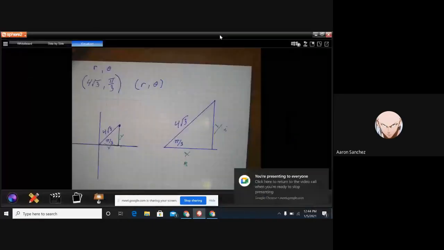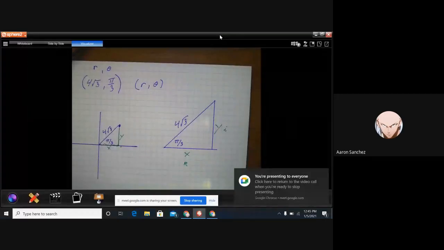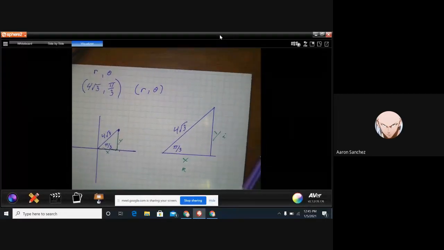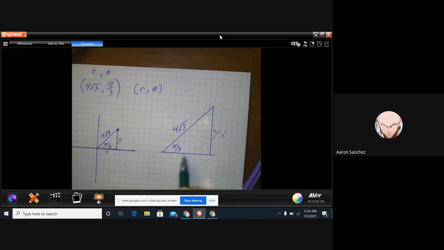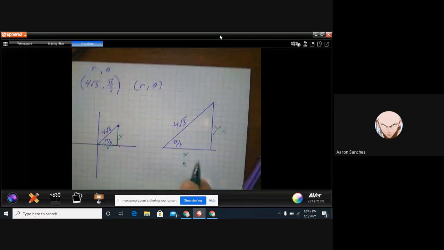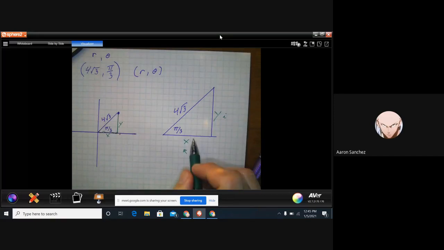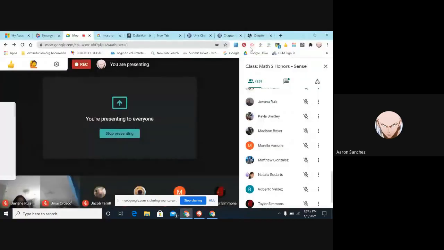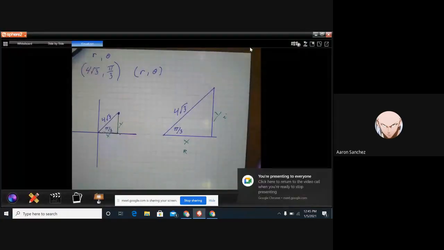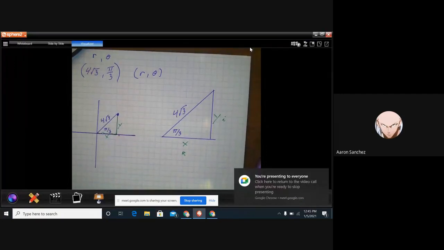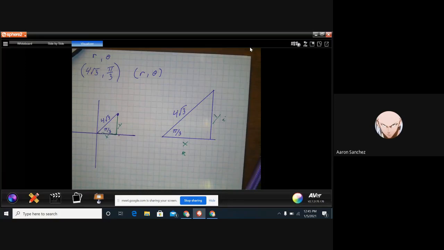Here we go. So now that we all have this drawn out, let's figure out how far across we go, which we'll call the x. Now, do we know how to solve for x? Do we know how to solve for x there? I'm asking you. Taylor, do we know how to solve for x now? At this point, given the information that we have? No. Wrong. Try again.